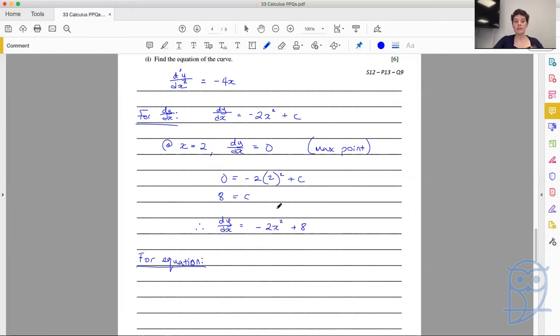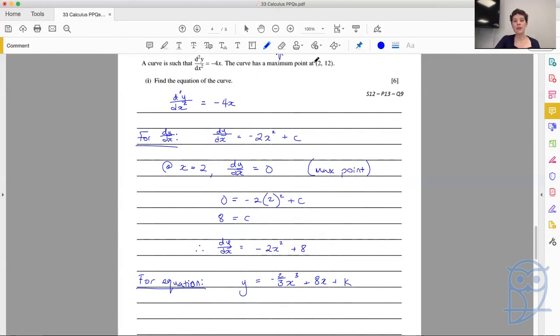Again, we integrate. Dy by dx becomes y equals minus 2/3 x cubed plus 8x plus, and we don't use c again. We use k. C has a value. If we were to put c here, we are saying that the constant here is 8, which not necessarily is. So we need to use a different constant when we integrate a second time within one question.